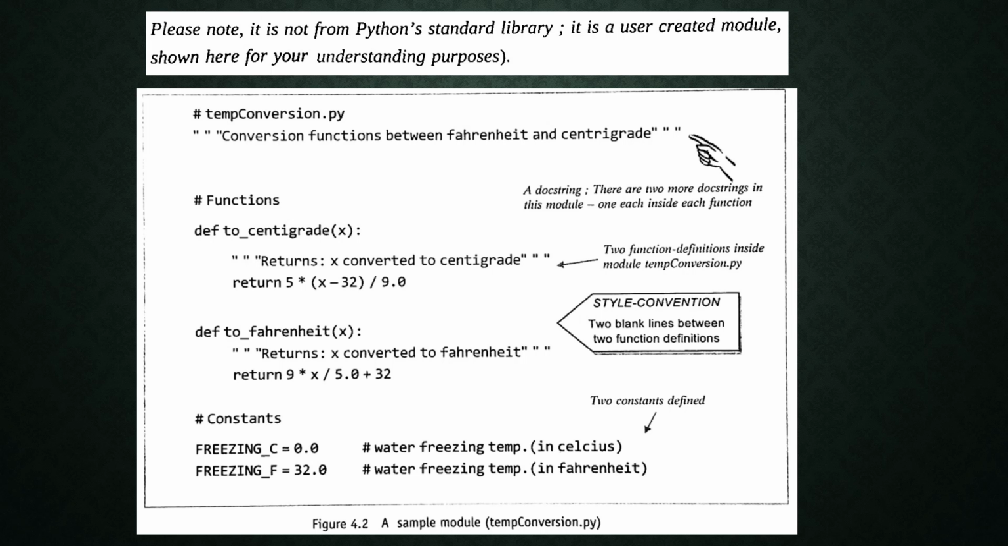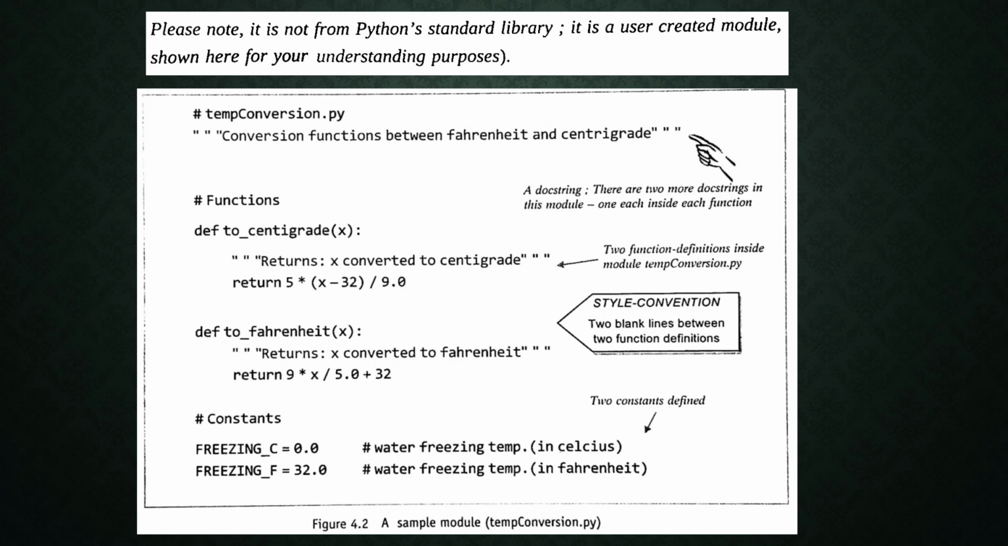So here it is given that returns x converted to centigrade. That particular function is to convert Fahrenheit to centigrade. The formula is given: return 5 * (x - 32) / 9. And another function is there, a definition for centigrade to Fahrenheit conversion.